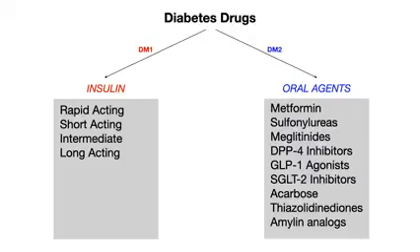Just as an overview, we'll be talking about things like rapid-acting insulin, short-acting insulin, intermediate-acting insulin, and long-acting insulin. And then when we get into, again, the main portion of today's video, we'll be talking about all the oral agents, which include metformin, sulfonylureas, meglitinides, DPP-4 inhibitors, GLP-1 agonists, SGLT2 inhibitors, acarbose, thiazolidinediones, and amylin analogs. So, that's a mouthful.